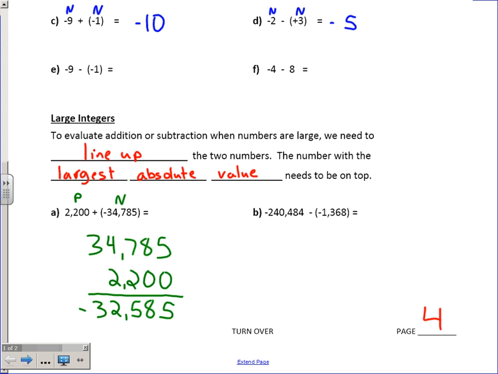Okay, you're going to do B on your own. So I'm going to go in circle. So E and F, you did that on your own, and B is on your own also. We'll check those tomorrow. Go and turn over.